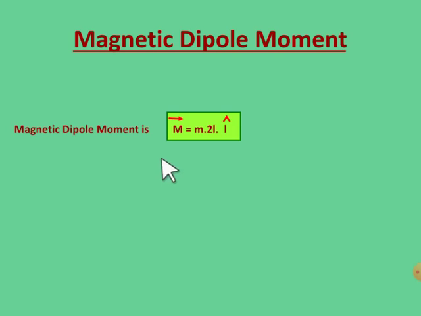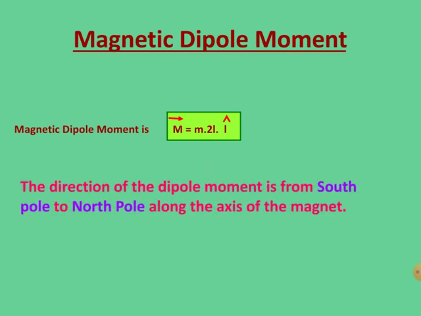Now the magnetic dipole moment, as I said, is equal to the pole strength times the magnetic length. And what is this L? L is nothing but a unit vector directed from the south pole to the north pole.